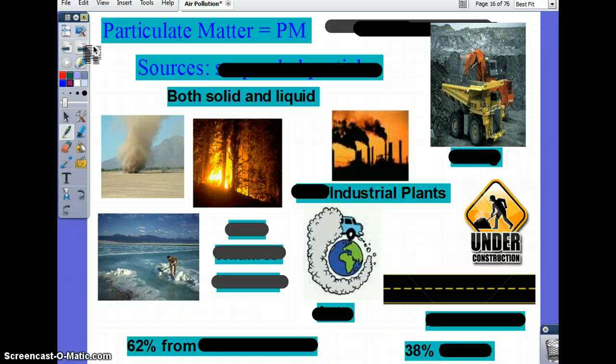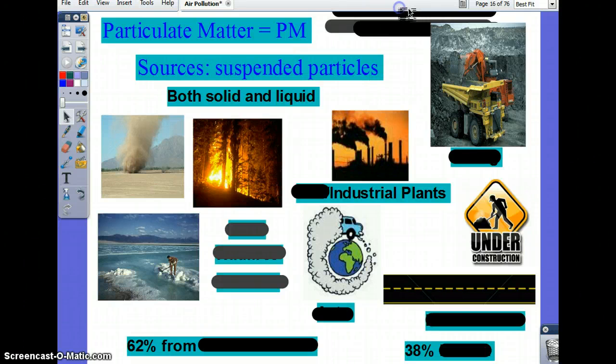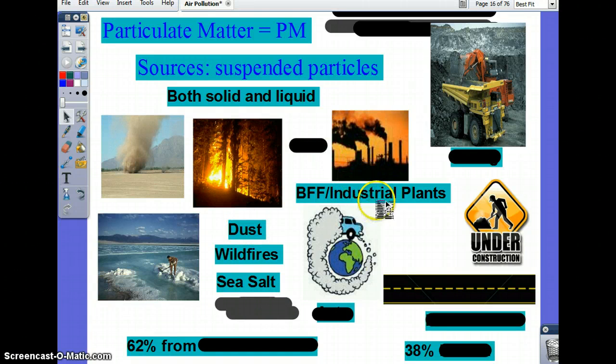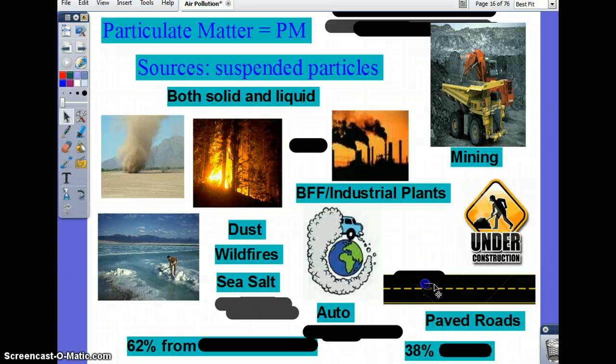The last primary pollutant is particulate matter. Sources are going to be, or really by definition, it's any suspended particle, and it could be found as a liquid or a gas. So here you're seeing dust, forest fires emit particles, sea salt is considered particulate matter. Burning of fossil fuels or production of goods in industrial plants is going to lead to particulate matter. Cars, paved roads, or any kind of construction is going to lead to particulate matter, as well as mining.